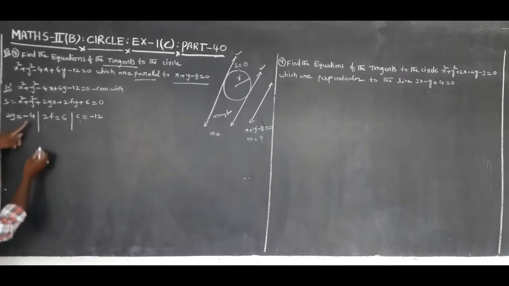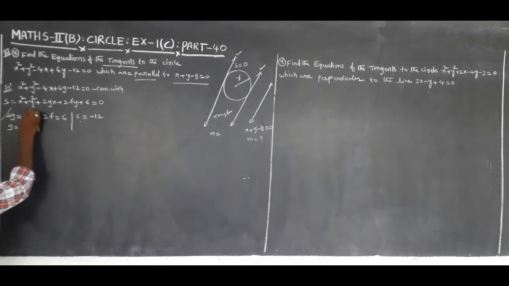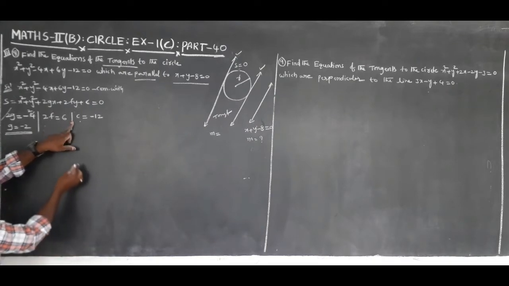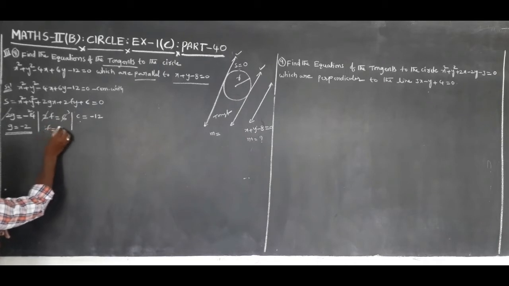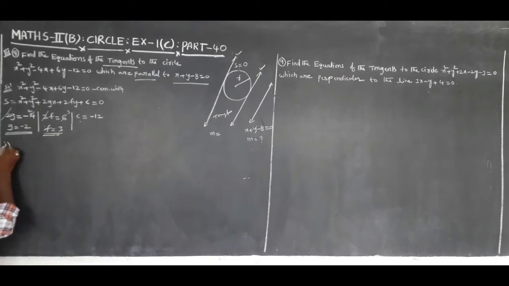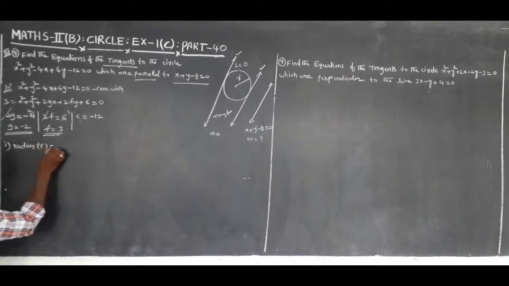2g equal to minus 4 means g is equal to minus 2. 2f is equal to 6, so f is equal to 3. Here, find the radius of the circle.